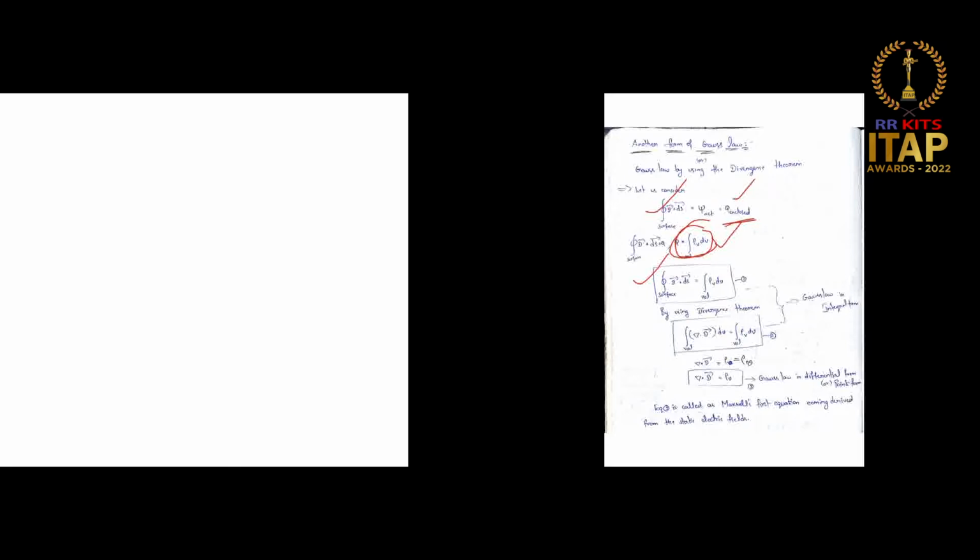Our divergence theorem basically says that the net outward flux of a vector field defined over a closed surface is the same as the volume integral of the divergence of the vector field defined over the volume. That is our statement of the divergence theorem, right?